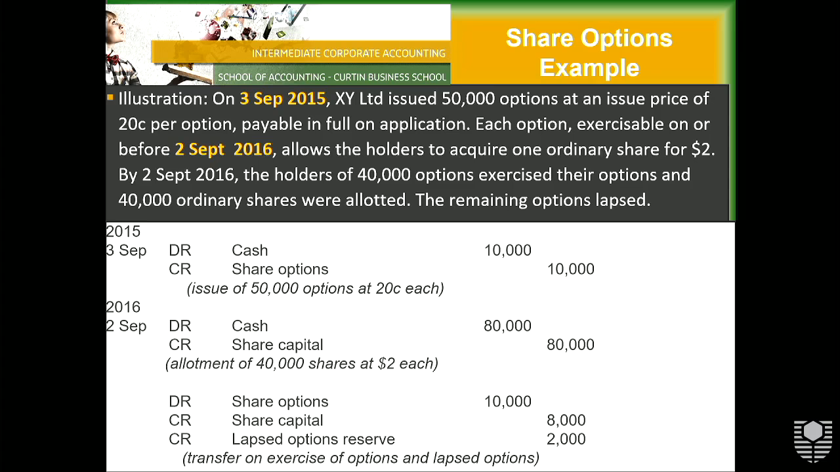We need to adjust our share options account there of 10,000 and transfer that through to our share capital. However, part of that, so we've got 10,000 of those options go through to our lapsed options reserve. So 10,000 at 20 cents is $2,000.